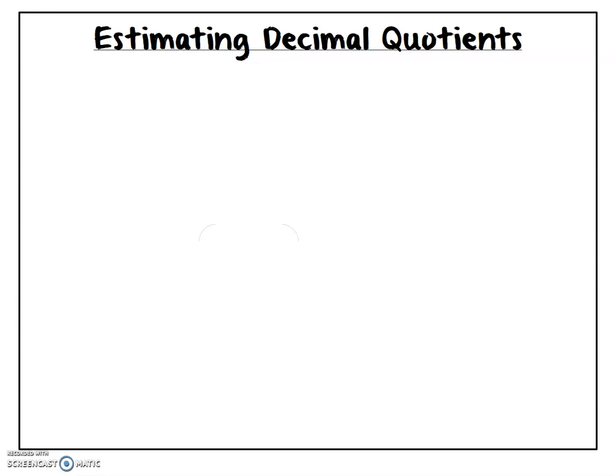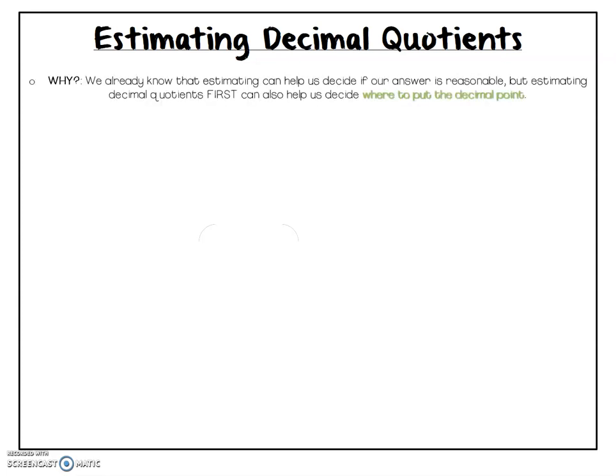And estimating decimal quotients is important for two reasons. First, we already know that we can use estimation to help us decide if our answer is reasonable and if it's close to what it should be. That's always a good reason to estimate. But we can also use estimation for decimal quotients because it can help us decide where the decimal point needs to go. And there are two types of decimal quotients that we might need to estimate as we're working.